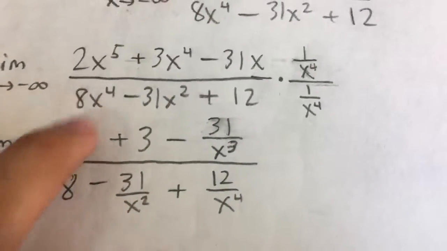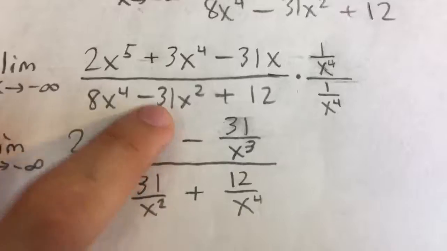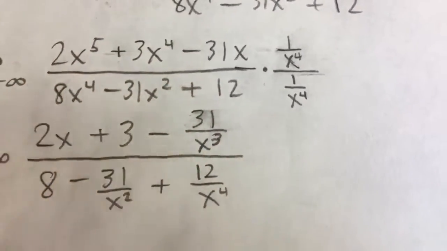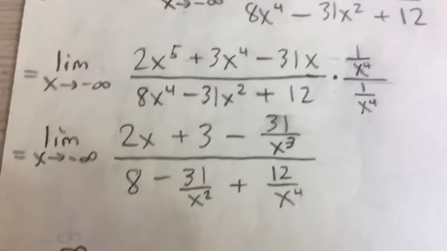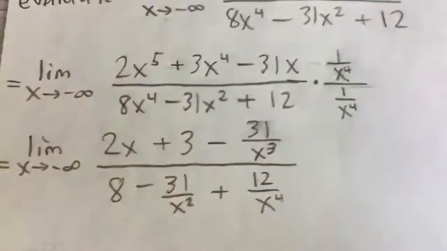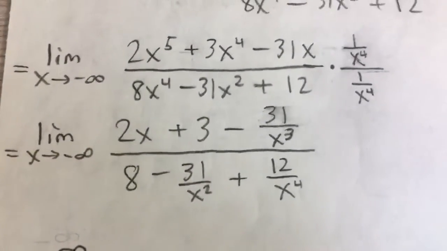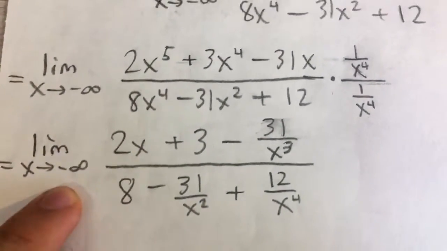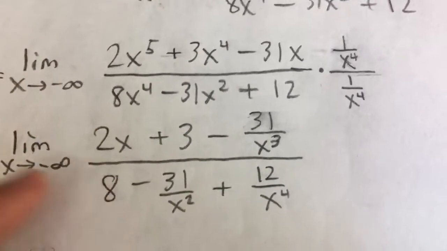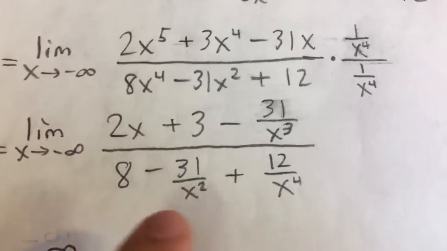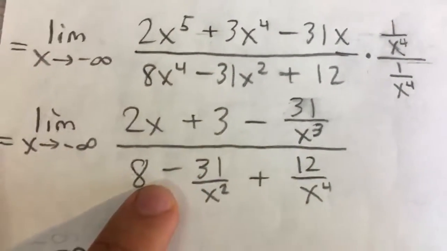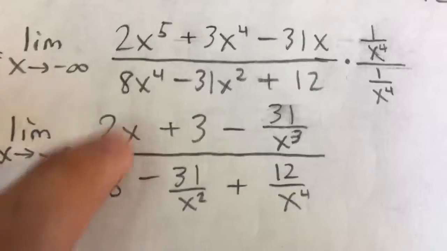In the denominator, the x to the fourth will cancel. X squared will cancel, but another x squared will be in the denominator. And 12 will be 12 over x to the fourth. So again, this expression is equal to the original expression because we multiplied numerator and denominator by the same thing. And if we take the limit as x approaches negative infinity of the numerator and then divide it by the limit as x approaches negative infinity of the denominator, that will be our answer, right? The limit of a quotient is the same as the quotient of the limits.